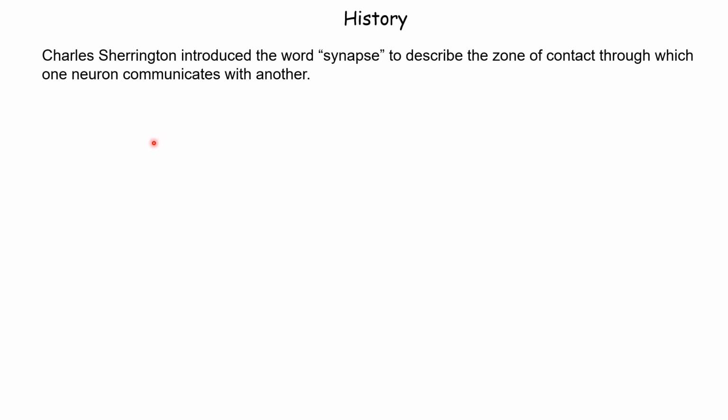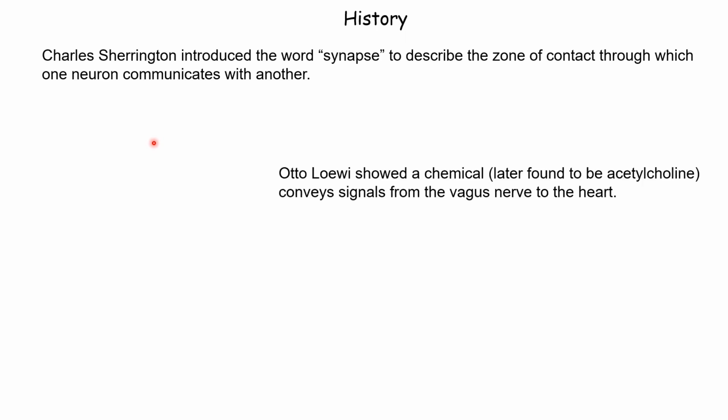Whether the communication was electrical or whether it was in the form of chemicals, that was not clear. And a German scientist, Otto Loewi, later showed that the communication was chemical, at least at the synapse between the vagus nerve and the muscles of the heart.